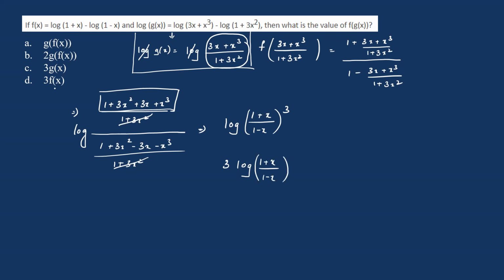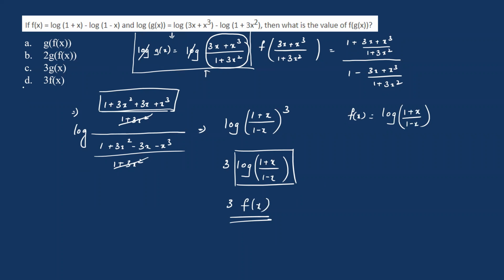Now, if you look at the options are in the form of either f of x or g of x. Now, we have defined g of x here. Now, what is f of x? If you observe, f of x can be simplified as log common. You have 1 plus x in the numerator and 1 minus x in the denominator. Clear? So 3 times of this value. Now, this value can be replaced as f of x. So therefore, this becomes 3 times of f of x, which makes option D as our answer.